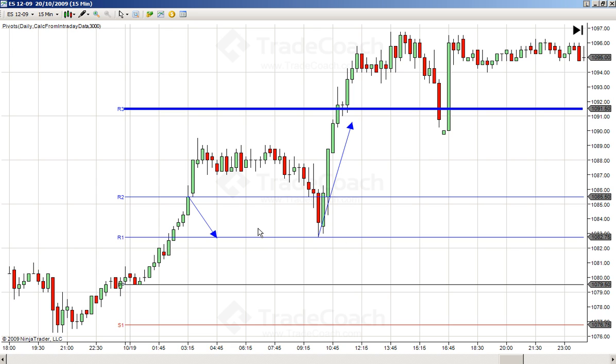Okay, here's an opportunity here. We've got the R2, well the R1 was down here and it did nothing at all. So we'll screenshot that and add it to our collection.